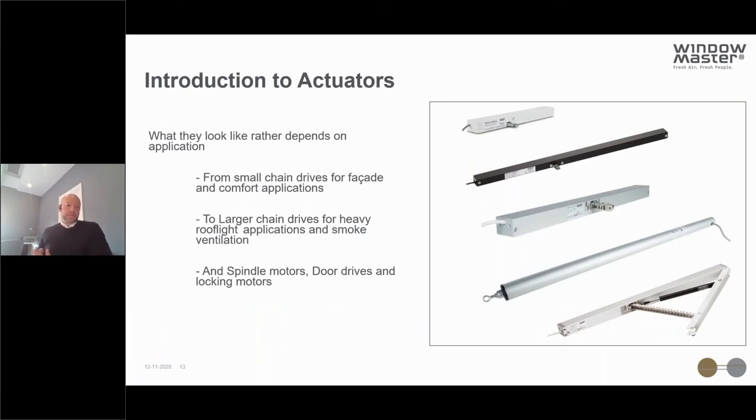So given the popularity of natural ventilation and automation, I just wanted to give you a very quick introduction to actuators, and there's a whole range available, all shapes and sizes for different applications, from small chain drive actuators for facade and comfort applications, to the larger chain drives for heavier windows, and particularly for smoke ventilation as well, with longer strokes for bigger free areas. And then of course we have spindle drives still, although most of those are now being replaced with chain drives with much greater load capacities, and we also have door drives and locking motors.